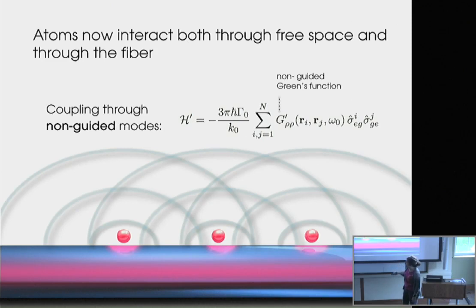Then there is another part that is the coupling through the non-guided modes. This is more complicated. So in principle, one could think this is going to be just a free space Green's function, but this is not true, because the presence of the fiber is going to modify the modes of free space. Luckily for us, an infinite cylinder with a circular section is one of the few geometries where a semi-analytical expression for the Green's function can be calculated. This is very painful, but one can do the calculation, and we found this Green's function. So then we're ready to do calculations.